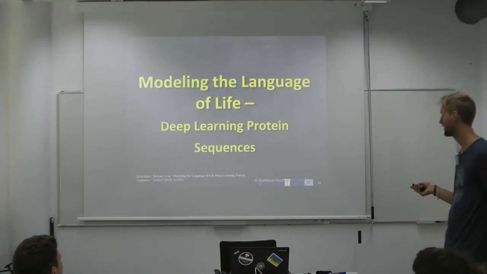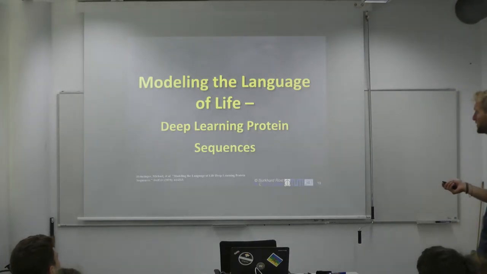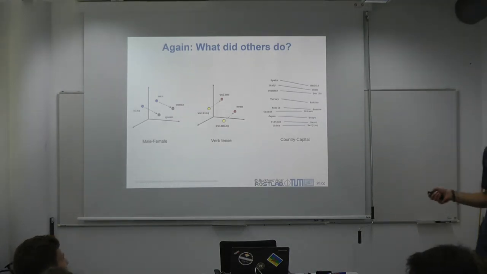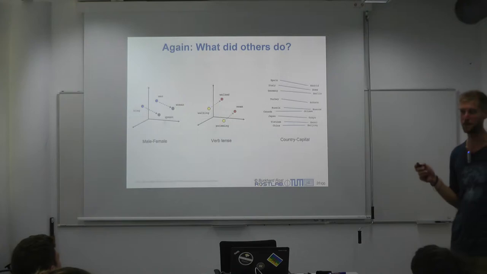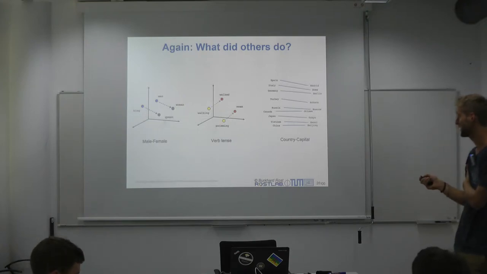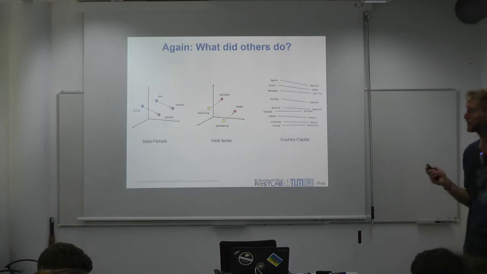So, modeling the language of life, this was one of the papers which we've published a few weeks ago, and this tackled exactly this problem. What did others do to represent protein sequences in vector space? So this is just a recap. Again, this was using the word2vec algorithm to get a distributed vector representation of words.